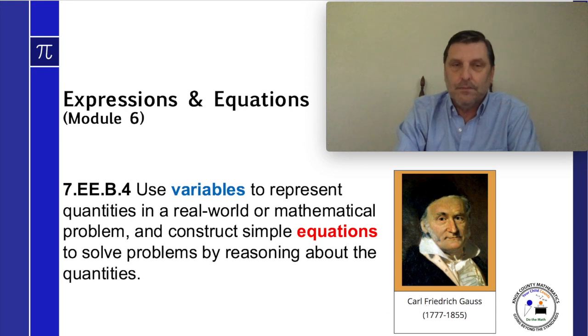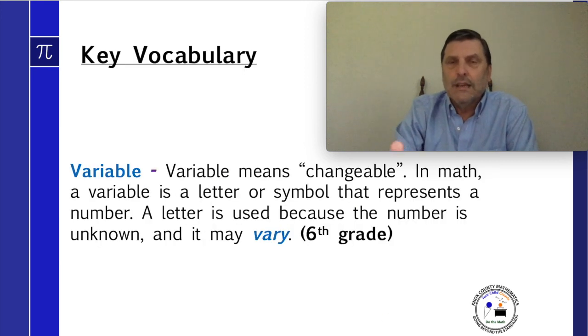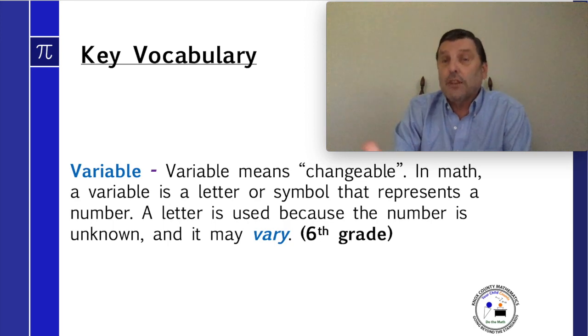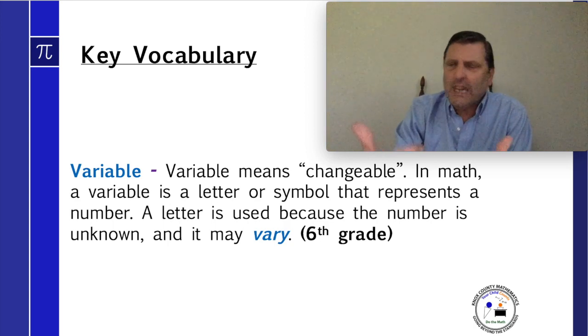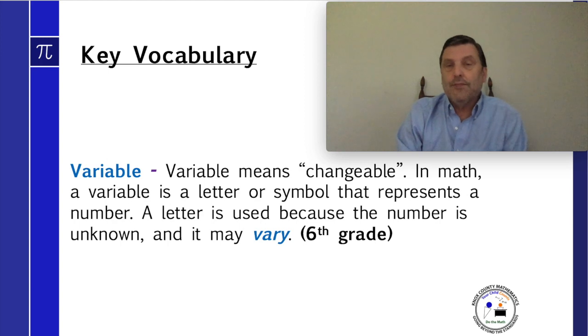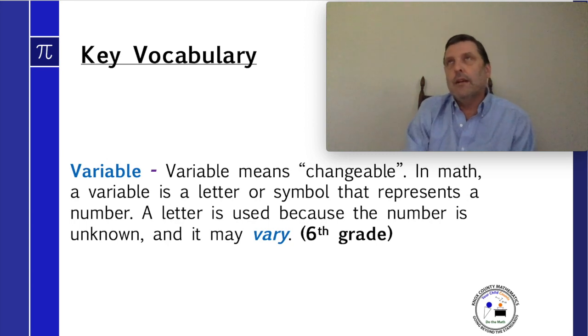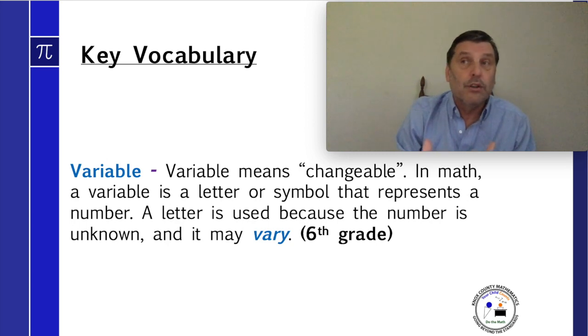Great mathematician. As I mentioned earlier, the key vocabulary. Let's start with variable. Variable is something you learn in the 6th grade. Variable means changeable to me because in math, a variable is usually a letter or a symbol that represents a number. A letter is used because the number is unknown and it could vary. I mean, we could put any number we want in that.